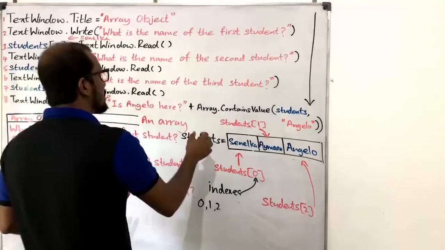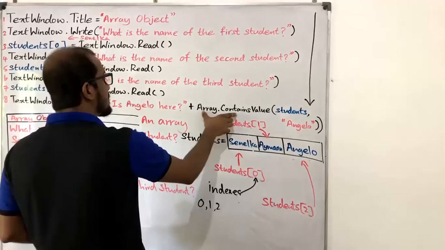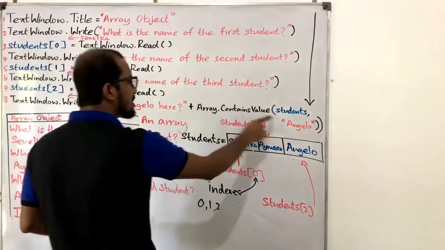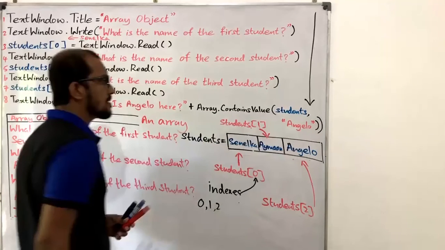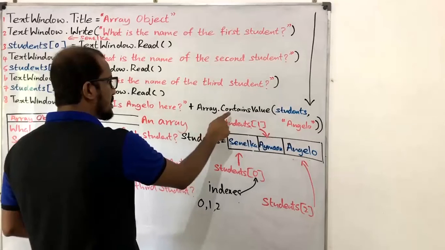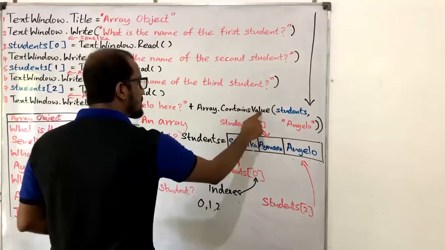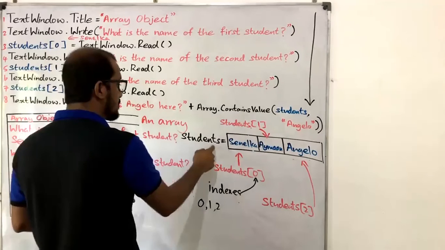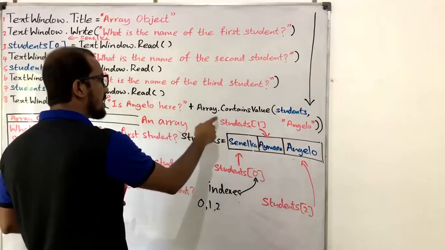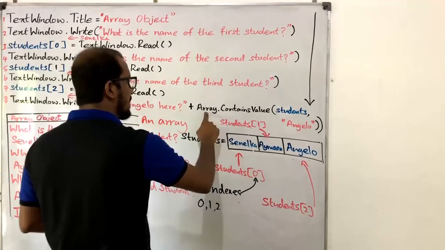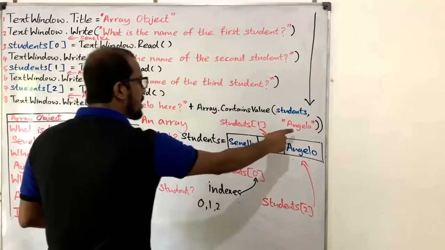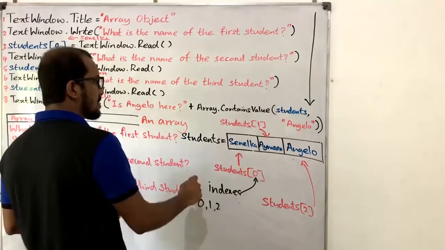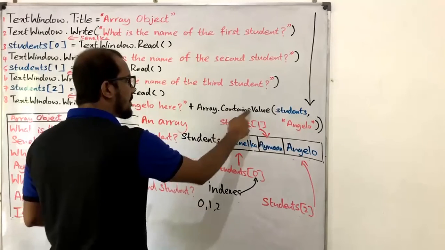So now there is another order given to the array. Okay, array, check whether Angelo is inside the students. Array, check whether students contains the value Angelo. That's the thing. Now computer is ordering this array. Okay, which array? Students. So array means students. Students, check whether you contain the value Angelo.